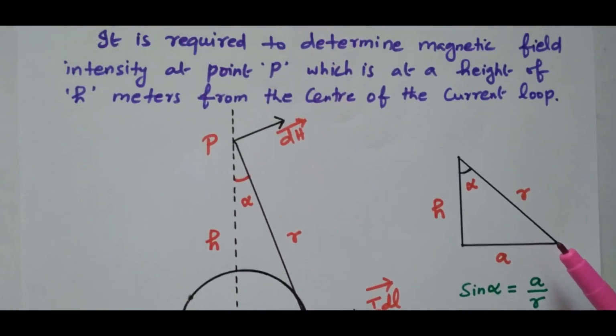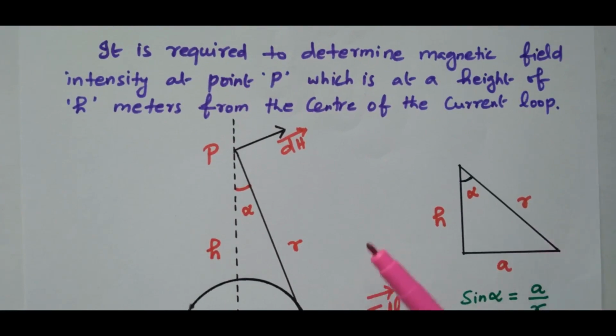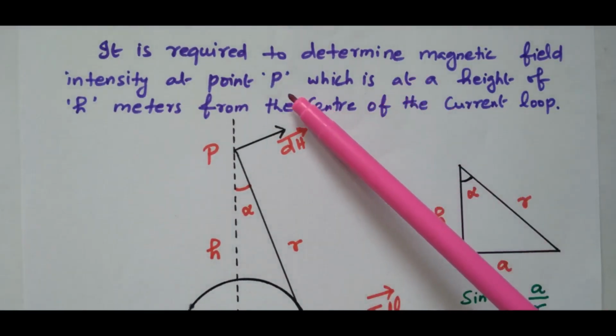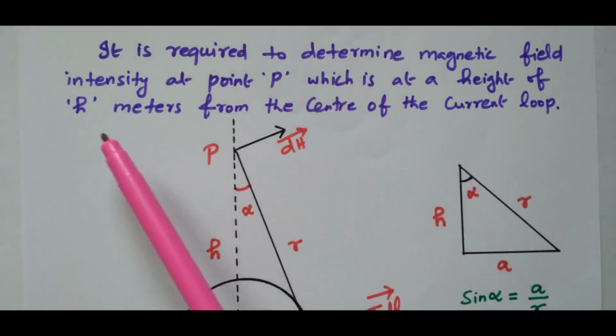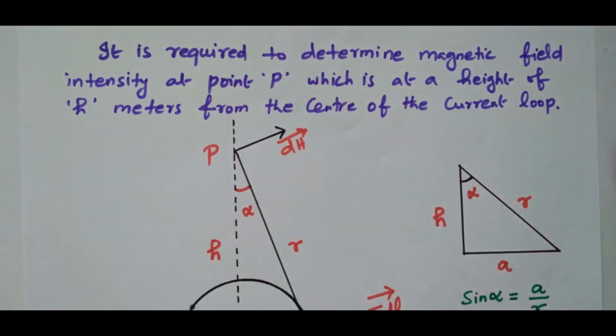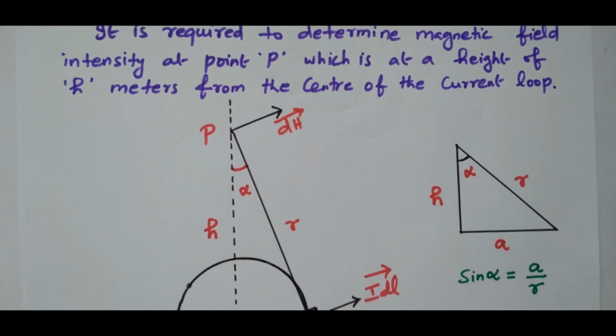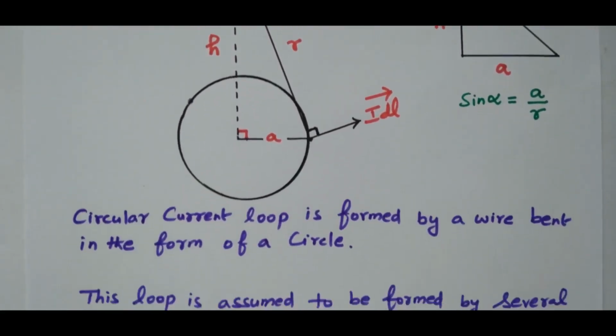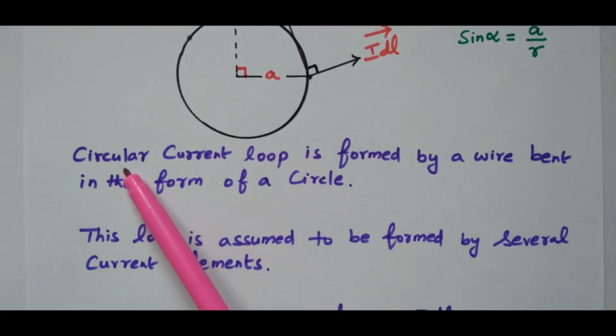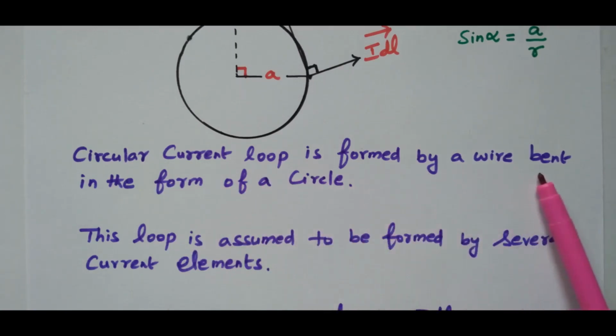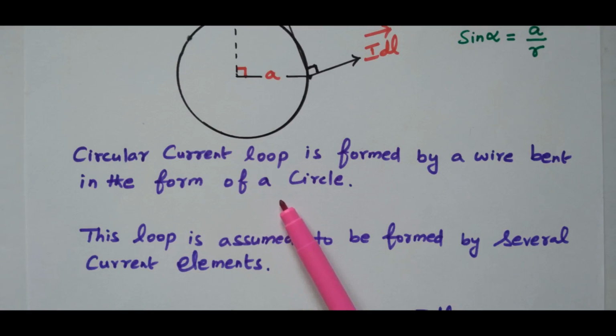We'll see the description. It is required to determine the magnetic field intensity at point P, which is at a height of h meters from the center of the current loop. At that point we are going to find the magnetic field intensity. How is the circular current loop formed? The circular current loop is formed by a wire bent in the form of a circle. The wire is bent, two ends are connected together and the circle is formed.